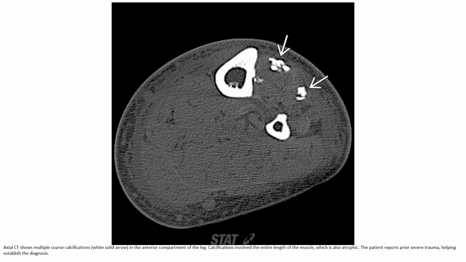CT shows multiple coarse calcifications in the anterior compartment of the legs. Calcification involves the entire length of the muscle, which is also atrophic. The patient reported prior severe trauma, helping establish the diagnosis.